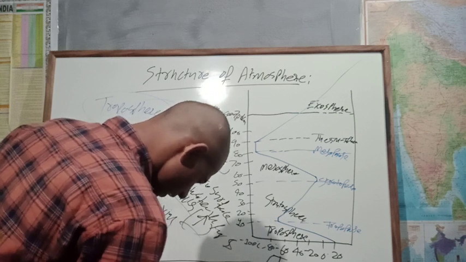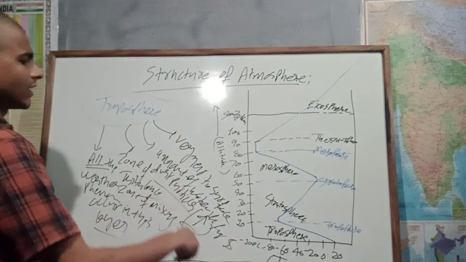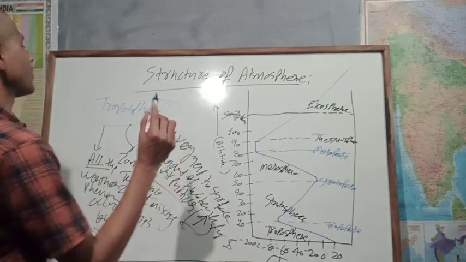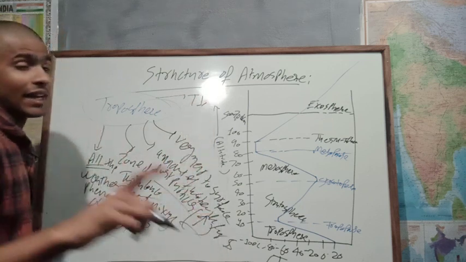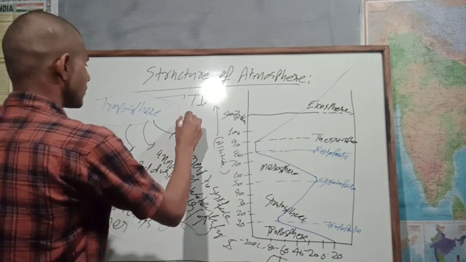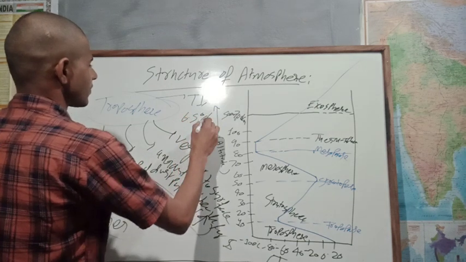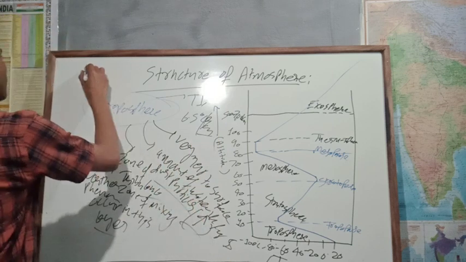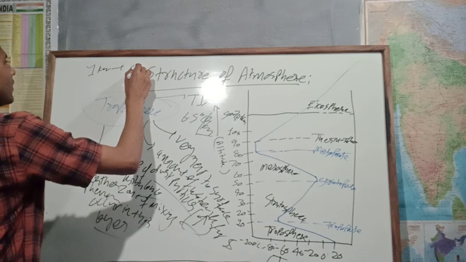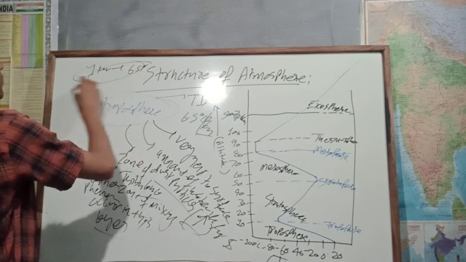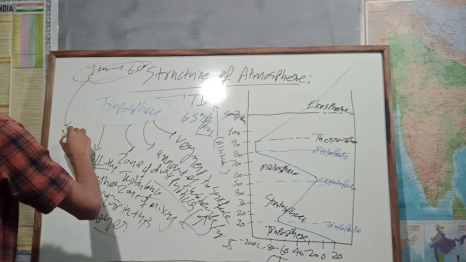I'll discuss it later. So in this layer, guys, as we go up, the temperature decreases. It decreases at the rate of 6.5 degrees Celsius per kilometer. Every 1 kilometer, there will be a decrease of temperature by 6.5 degrees Celsius. This is what we call the normal lapse rate.